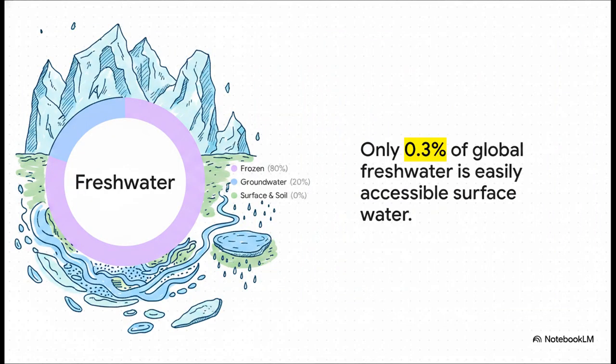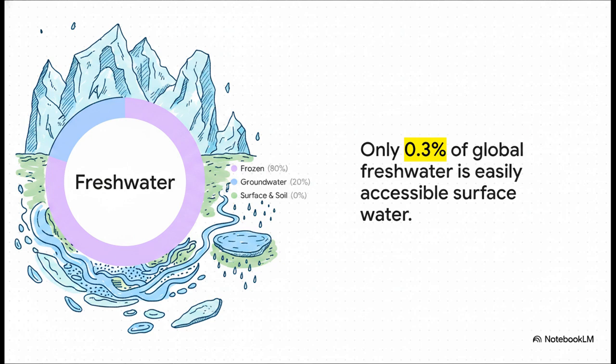And this perfectly frames a resource we take for granted every single day: water. When you look at the breakdown of global fresh water, it's actually pretty shocking how little liquid water is accessible to us. 80% is completely locked up, frozen in ice and snow. Another 19.7% is deep groundwater. That leaves a measly 0.3% making up all the surface and soil water. Think about that. Every river and lake you've ever seen is just 0.3% of the world's fresh water.